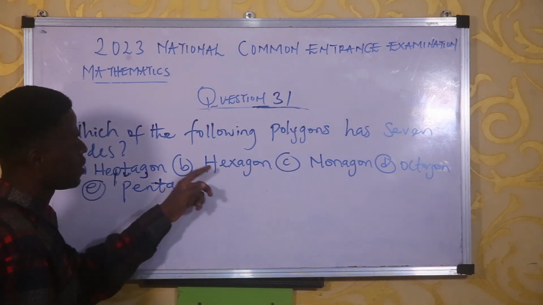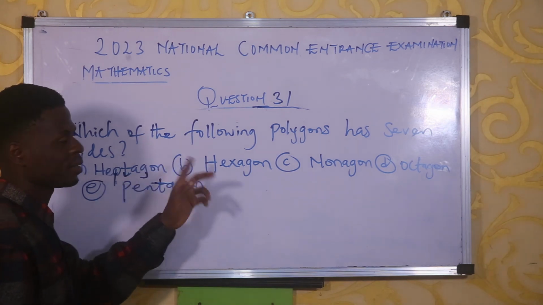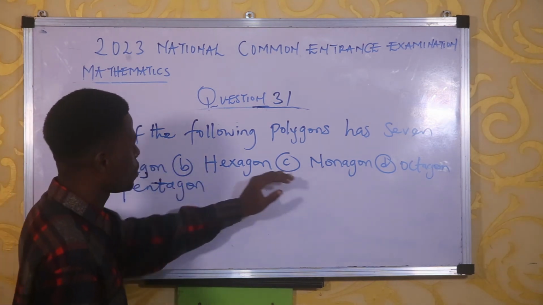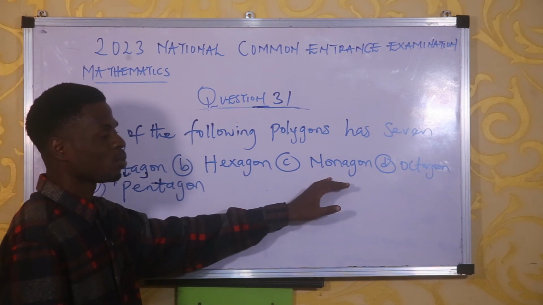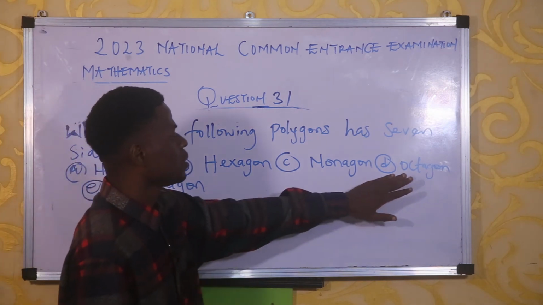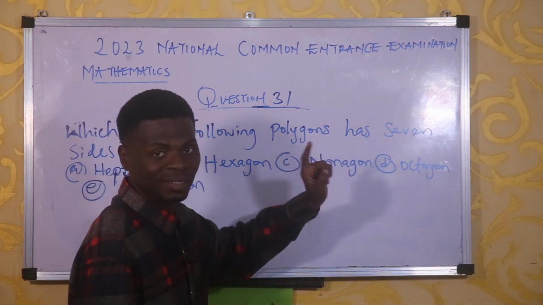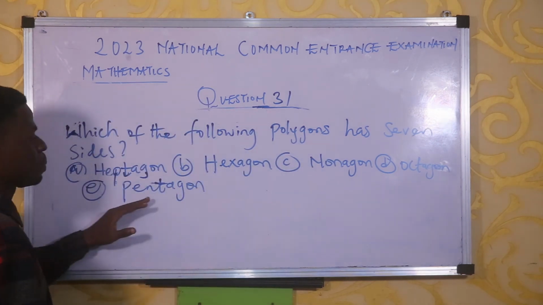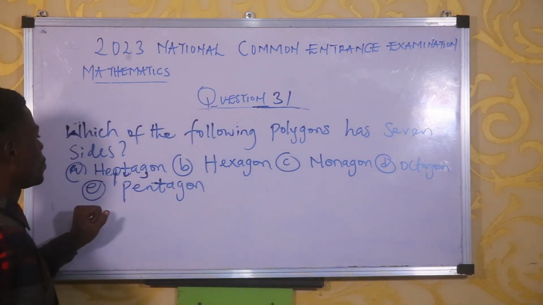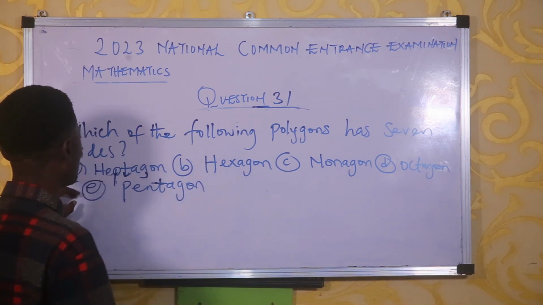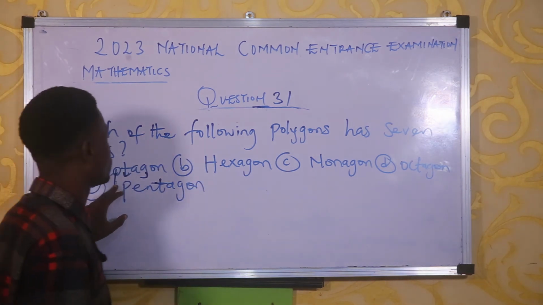Okay. Option B has what? 6 sides, which is hexagon. Nonagon, which is option C, has 9 sides. D, which is octagon, has 8 sides, while E, which is pentagon, has 5 sides. But the one that has 7 sides is heptagon. So that's the answer.